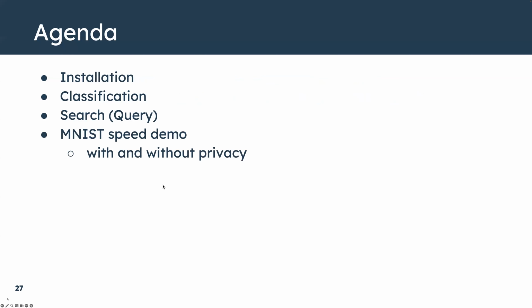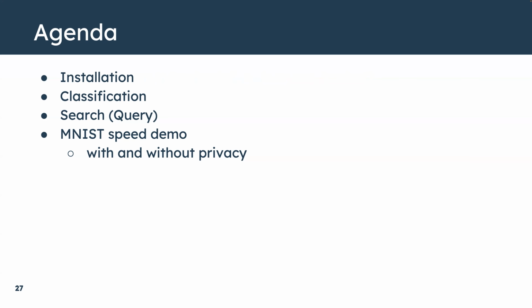Just to summarize what we were talking about in the Python implementation, we discussed how to install the package. We showed a very simple case of classification, a very simple case of searching, and then MNIST is a larger problem, and we showed that doing the top 100 is maybe twice the time to do 1 or 10, and then we can show what it's going to be like with and without privacy.